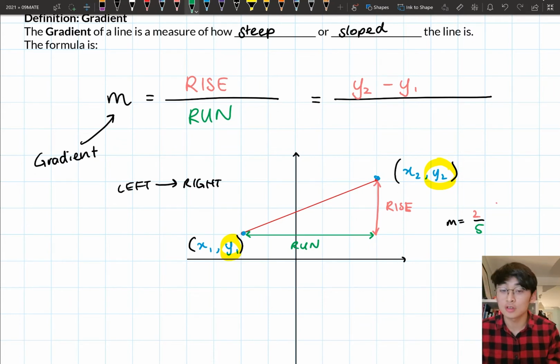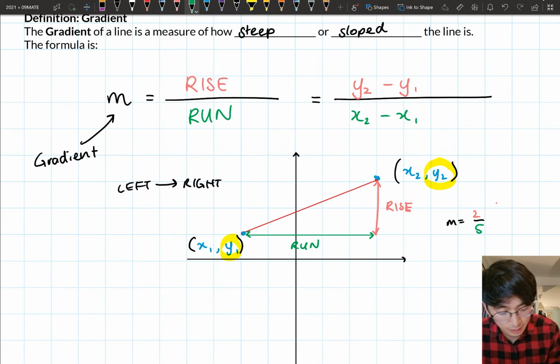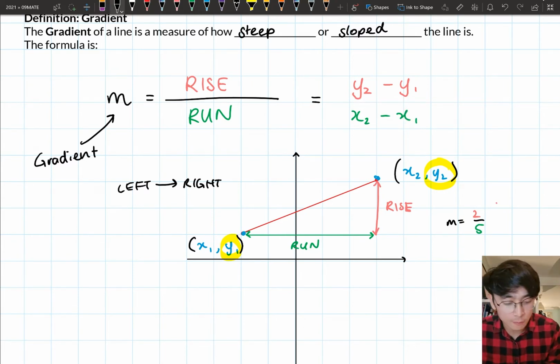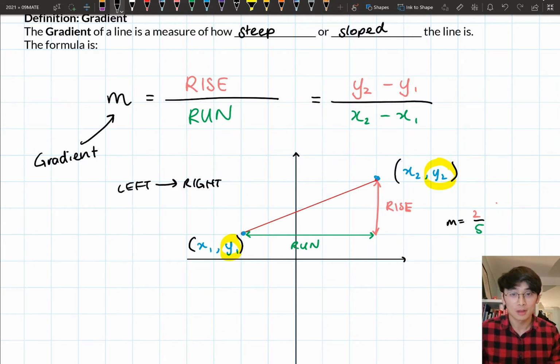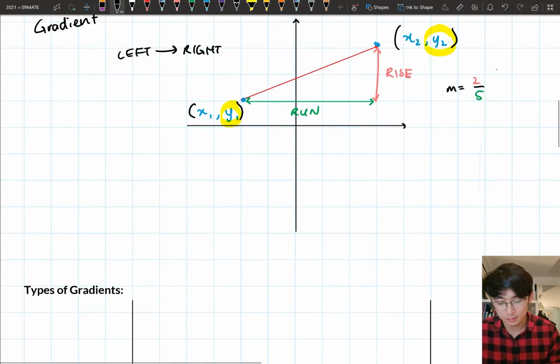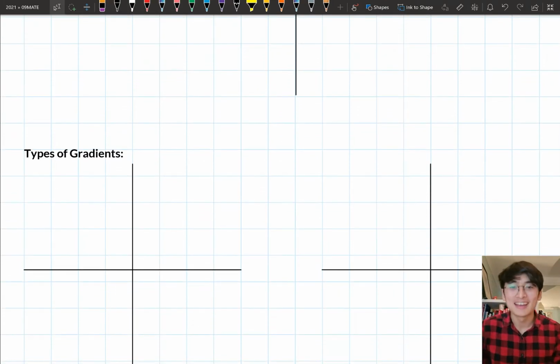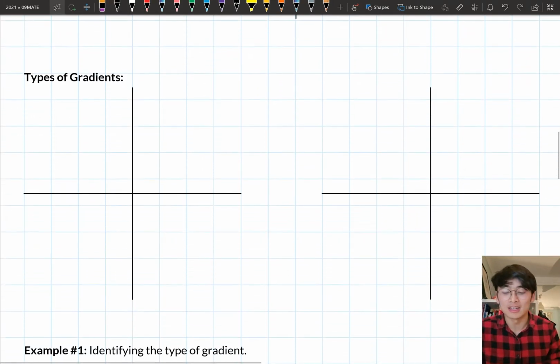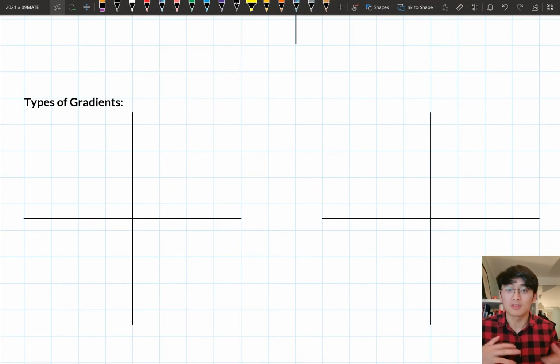And my run is just going to be my x coordinates, and it's going to follow the same pattern. So here it's going to be x2 minus x1. And so this is the equation that we're going to use if we have coordinates to help me calculate my gradient. So that's what the gradient is. Let's actually have a go at a couple examples where we calculate the gradient. Now, actually, before we do that, sorry, my bad. Let me just talk about the different types of gradients. This is just so that you can actually identify the shape of particular gradients.